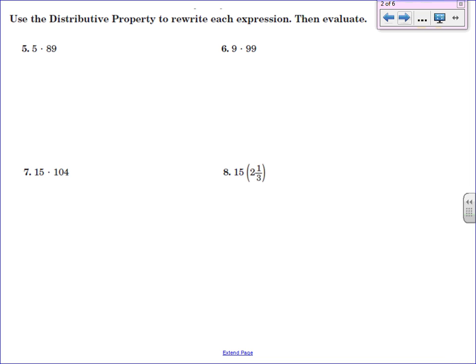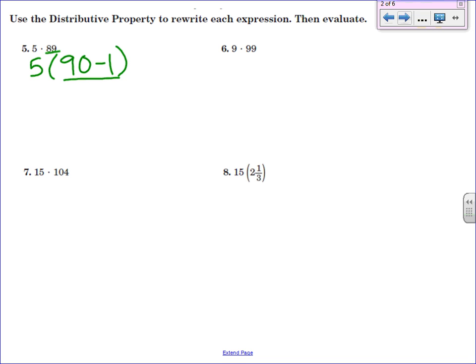So 89 is close to 90, and things that end in 0 are a lot easier to deal with. So if I rewrite 89 to be 90 minus 1, this thing right here is still 89. The substitution property says if they're equal, I can put it in for it. Well, 90 minus 1 is equal to 89, so I can put 90 minus 1 in place of 89.